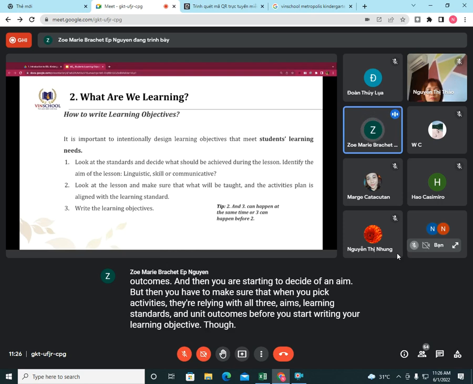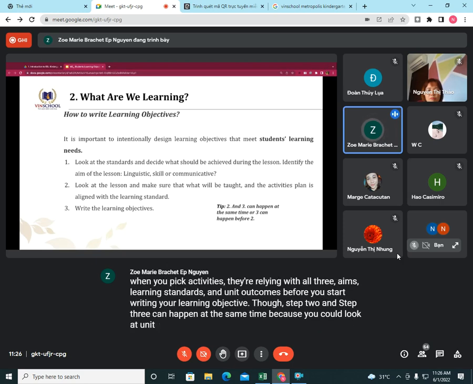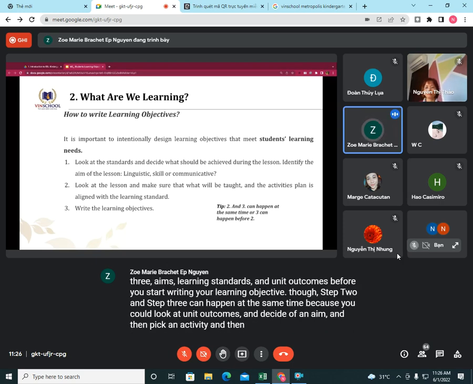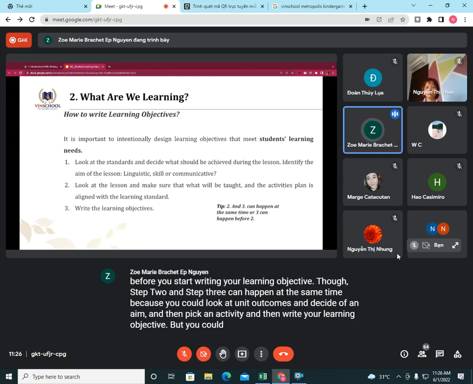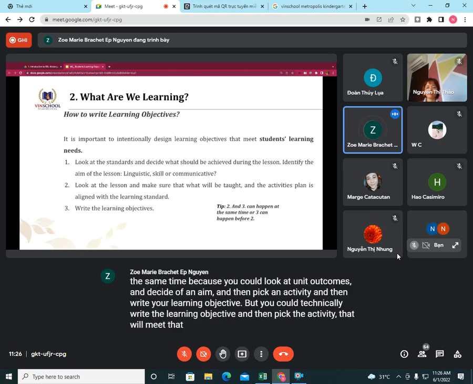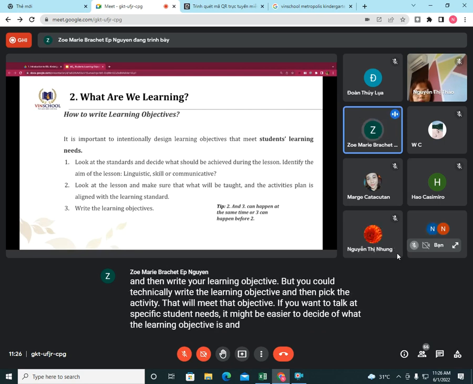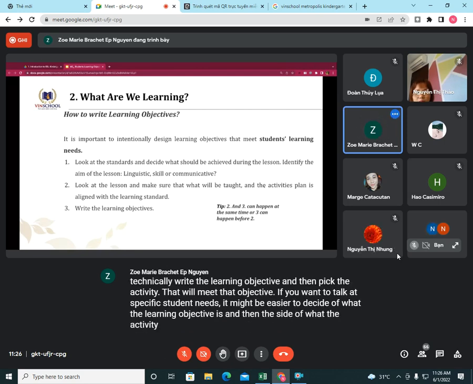Though step 2 and step 3 can happen at the same time, because you could look at unit outcomes and decide on an aim and then pick an activity and then write your learning objective. But you could technically write the learning objective and then pick the activity that will meet that objective. If you want to target specific student needs, it might be easier to decide what the learning objective is and then decide what the activity should be.